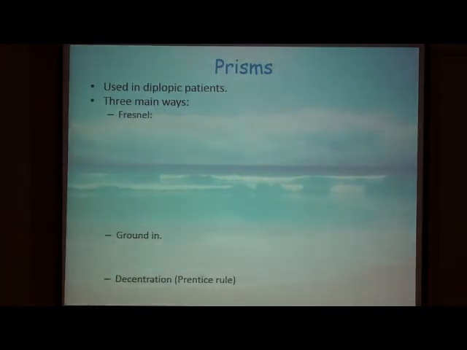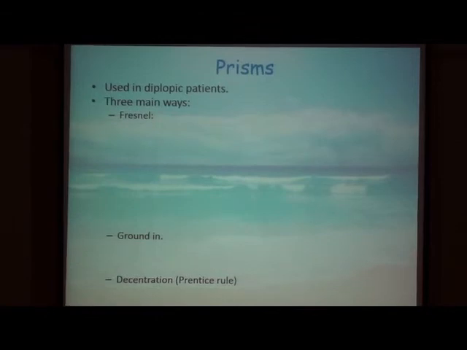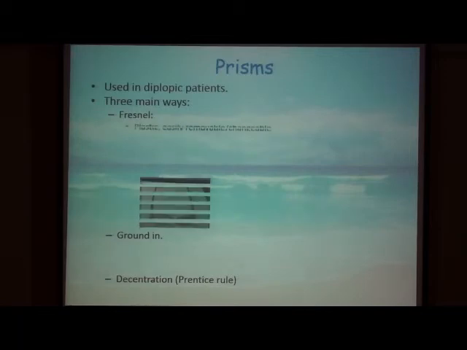The last thing I would like to talk about is the prism. It's used in diplopic patients. We have 3 main ways of applying prism: the Fresnel prism, the ground-in prism inside the same lens, and we can use the decentration. If you remember the Prentice rule, you can use it for the small amounts of prism needed and in high refractive error.